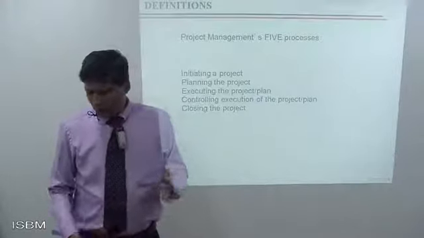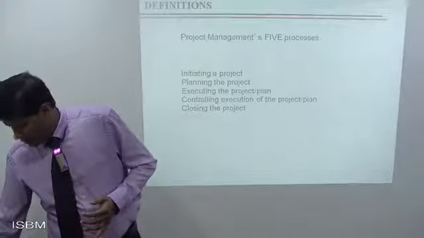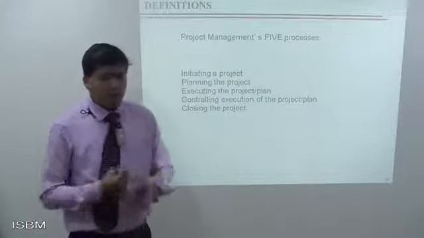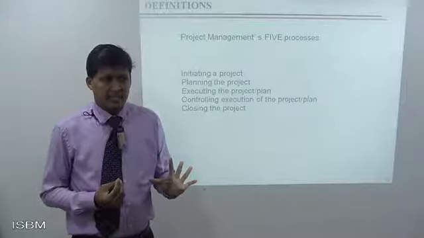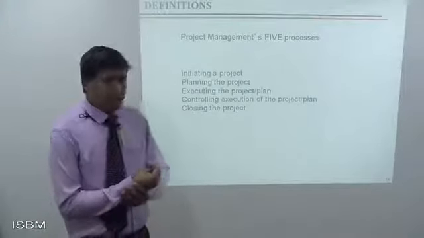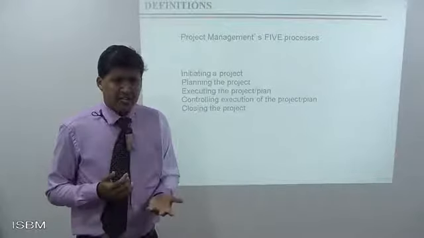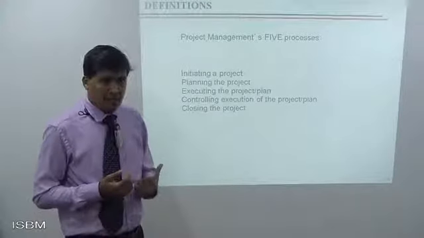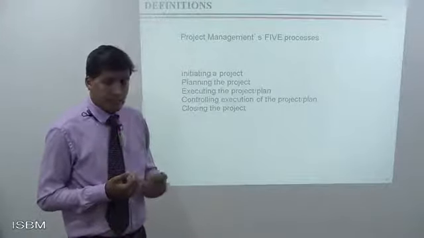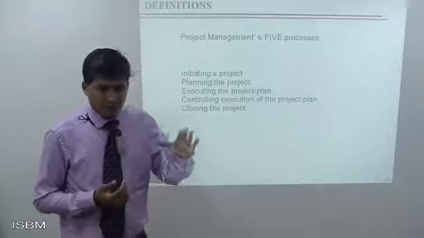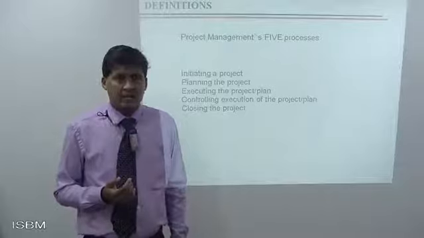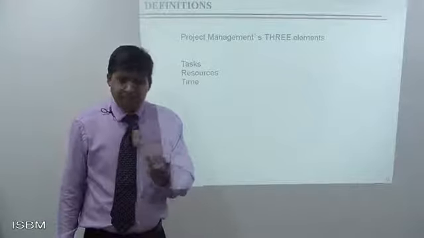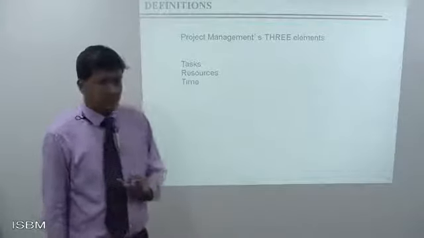So we'll also look into project management from different perspectives in the outline. Project management has 5 processes, and we need to understand this well. 1, initiating a process. 2, planning the project, executing the plan, controlling execution of the plan, closing the project. If you look into the process itself, that can be divided into 5 parts with 3 elements. The elements are task, resource, time.